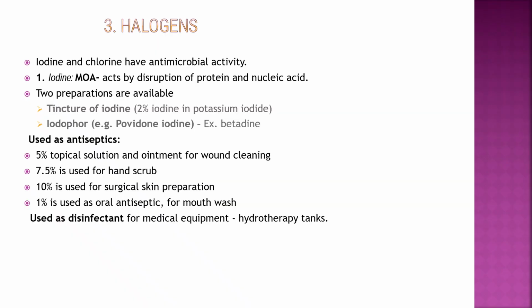Third is the halogens. So iodine and chlorine are the examples. They have antimicrobial activity. So first is iodine. Mechanism is disruption of protein and nucleic acid. So there are two preparations: tincture iodine, 2% iodine in potassium iodide, and iodophor, that is povidone iodine. Example is Betadine.